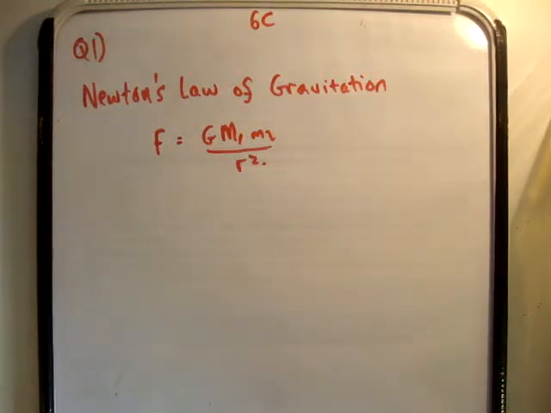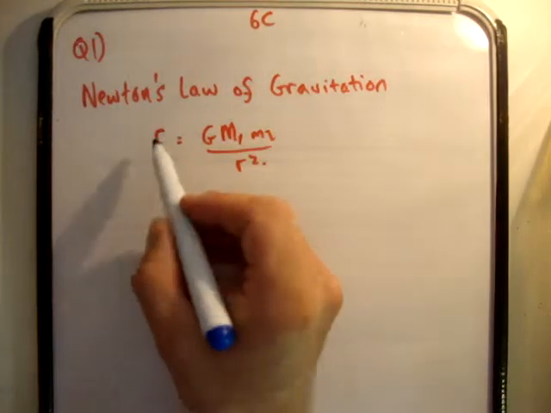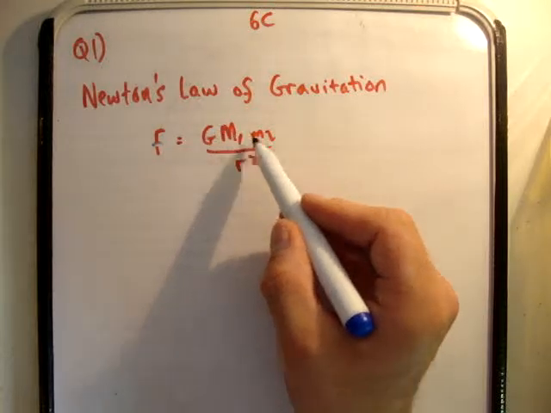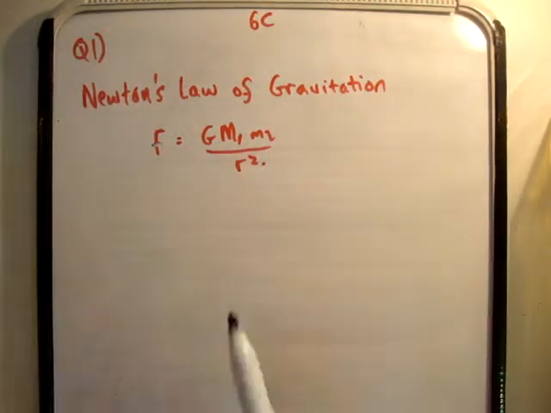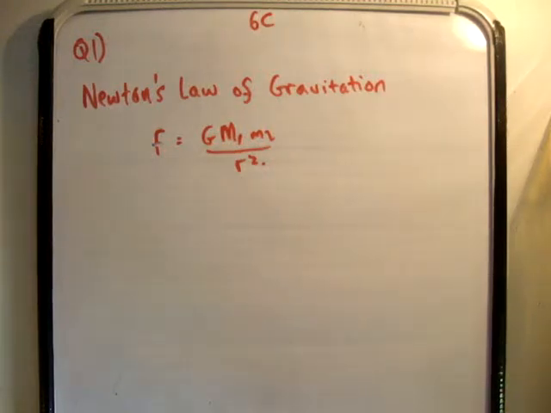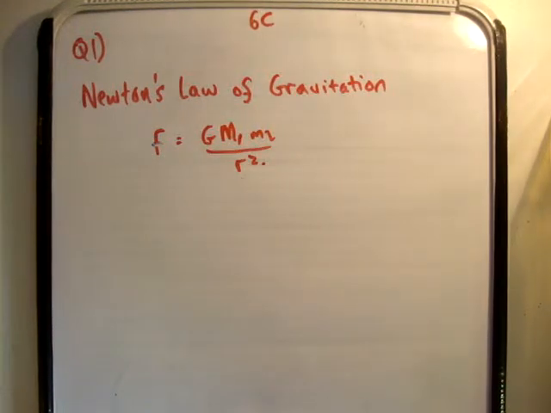I'm just going to tell you that this is the formula here, and what it does is it calculates the force imparted between two different bodies, M1 and M2, when they are distance r away. Capital G is a universal constant, called the gravitational constant, and it doesn't change.